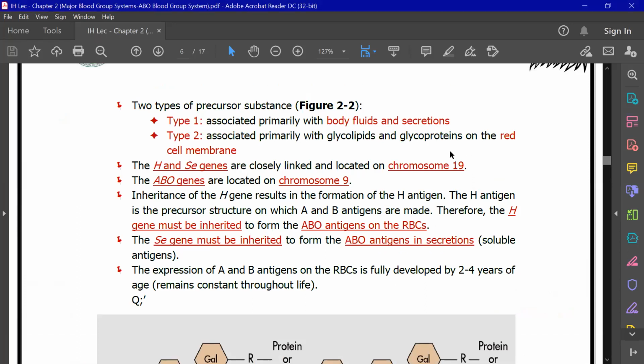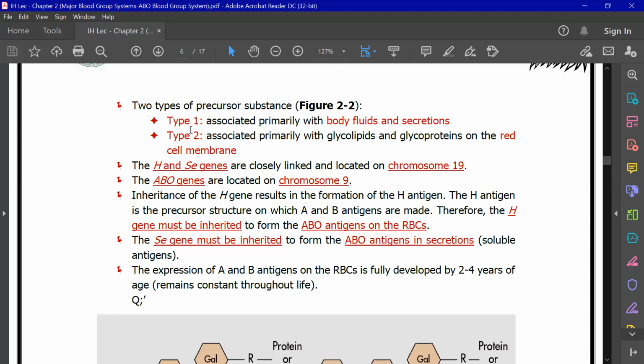So sabi natin, we have our precursor substance. Dun sa general na concept kanina, nabanggit natin yung precursor substance. Your precursor substance is what we call as your glycan or your paragloboside. Okay? So yung paragloboside natin, class, or the glycan, it comes in two types. We have the type 1 and the type 2.